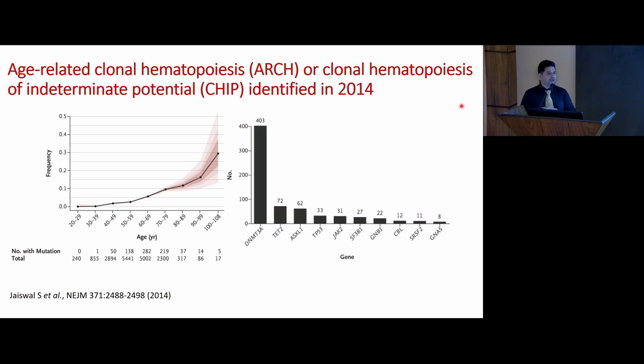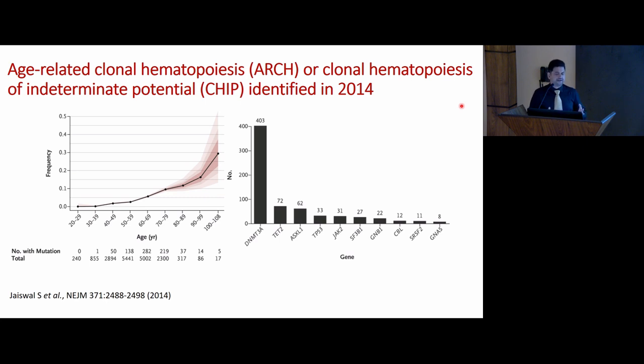Before you start doing MRD detection in AML, there are certain things you must be aware of. That is, what is age-related clonal hematopoiesis, or CHIP. CHIP was a phenomenon identified in 2014. Three seminal papers were published in the same year. One was from the CHIP cohort, one was from a cohort of patients with heart disease, and another was a cohort of exomes from patients with schizophrenia and other mental disorders.